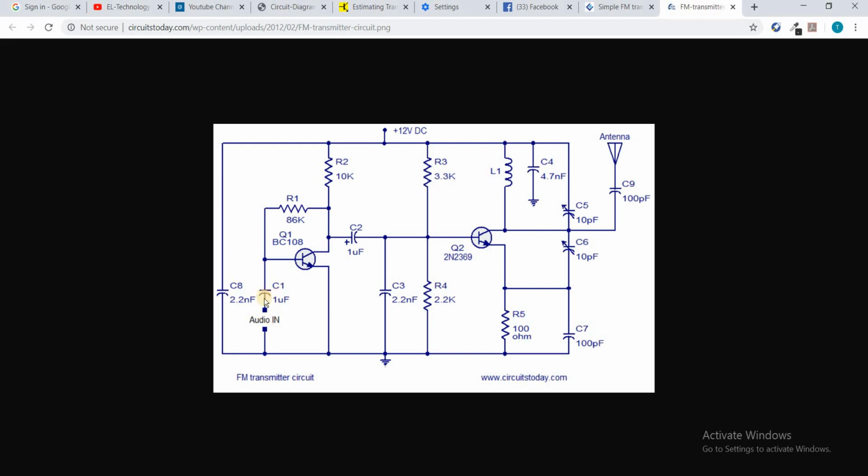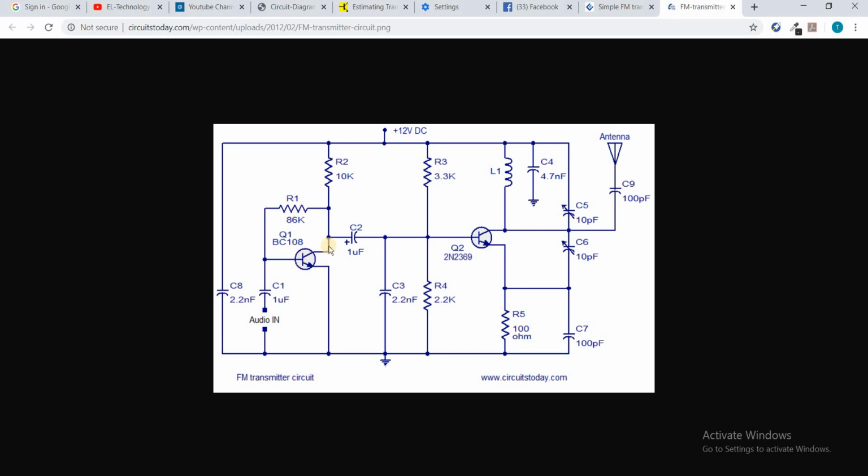The capacitor, as you know that the microphone has a positive and negative terminal. Connect the positive to this place and negative to this place. And if you're using an audio signal, connect the positive to this point and negative to this point. This capacitor is called DC decoupling capacitor. It transmits the signal sent through this audio in to the transistor.